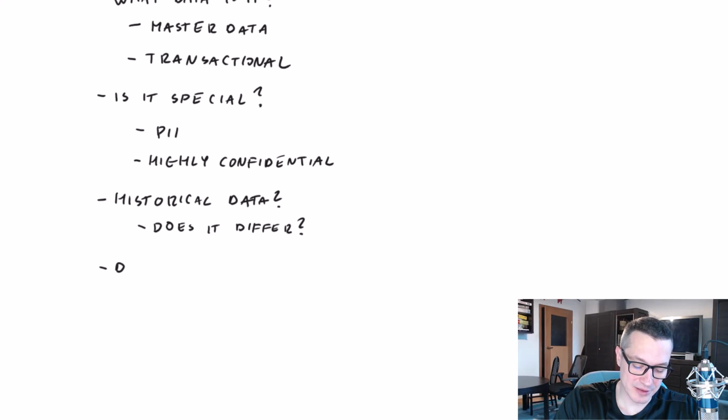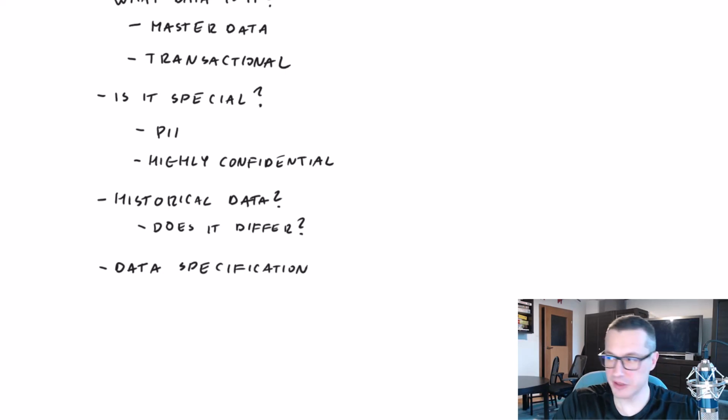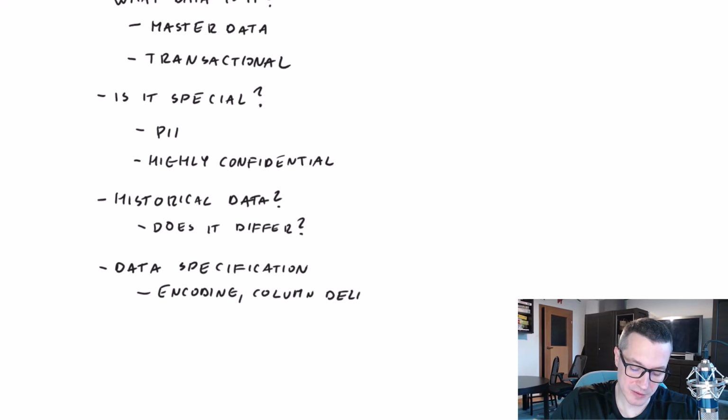What you would need else is data specification. So for example, in case of files, you might need the stuff that we were talking about in one of the previous episodes, like encoding, column delimiters, text qualifiers, date format, culture, and so on. So this stuff you've got to get.